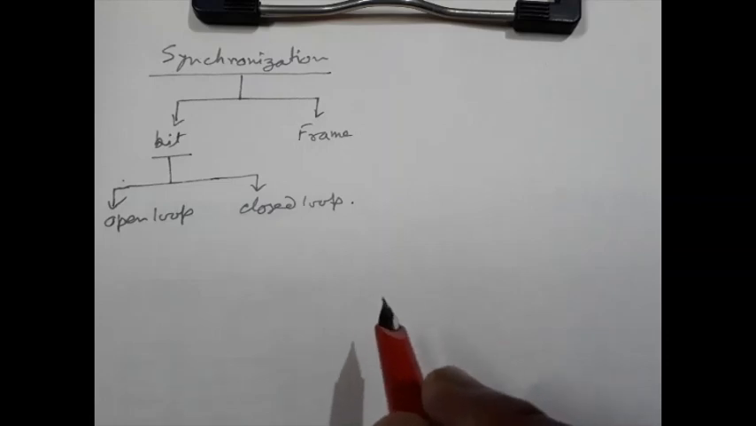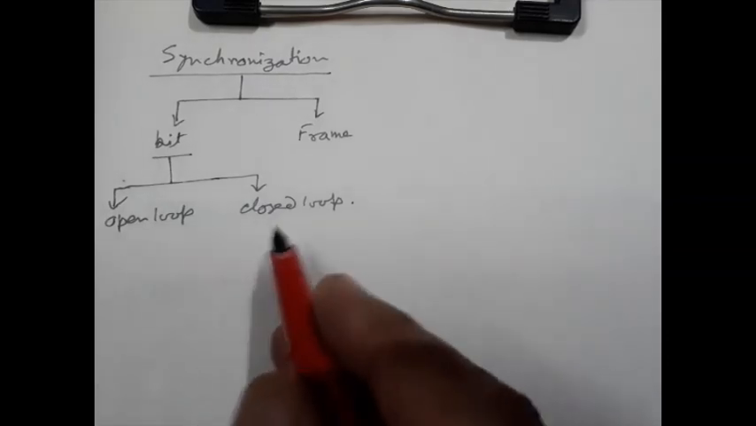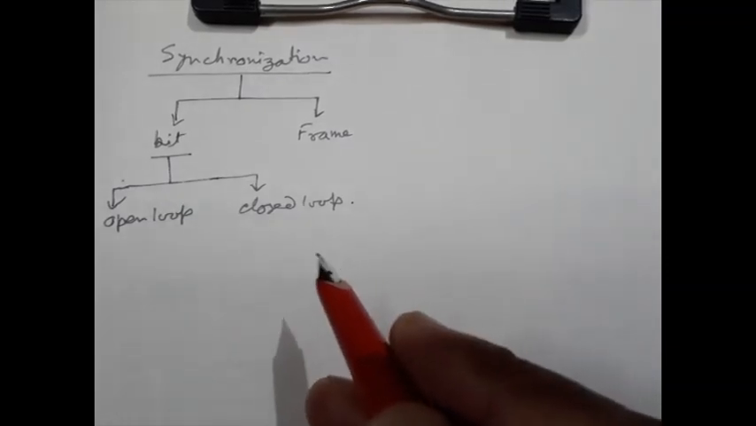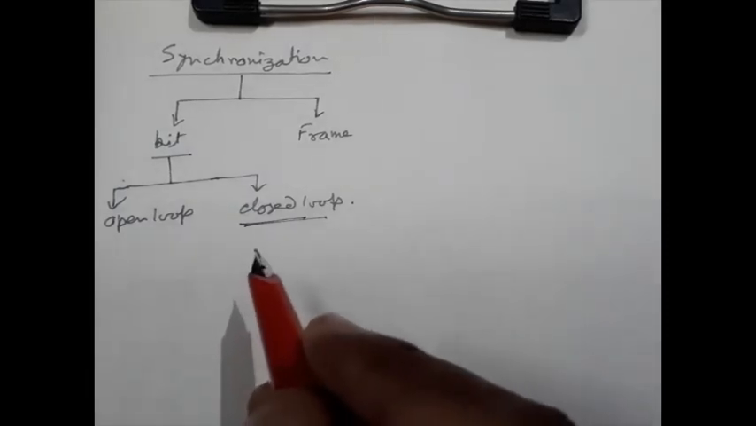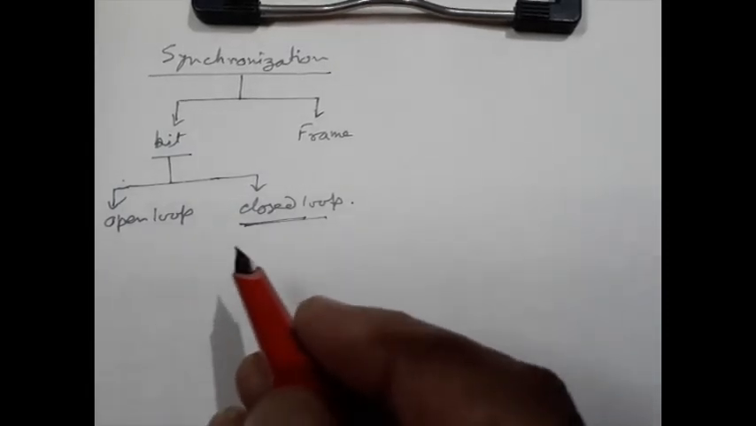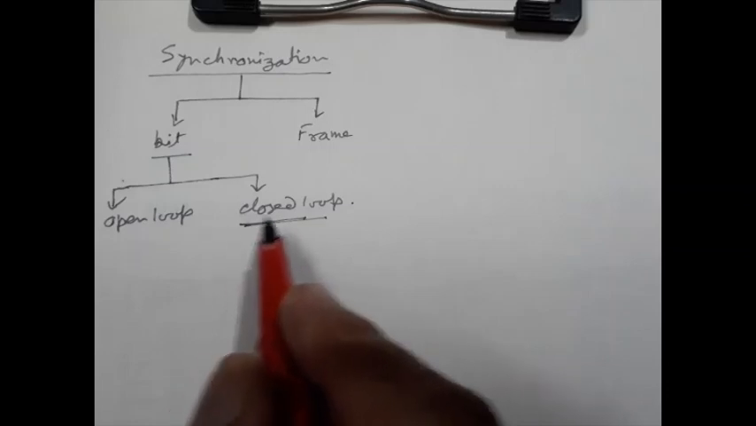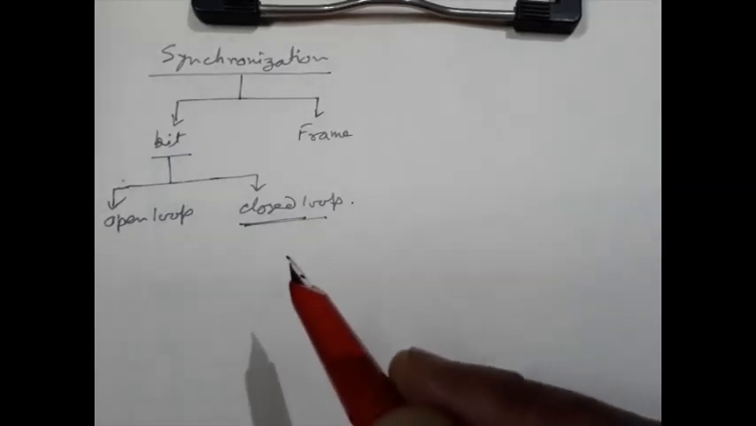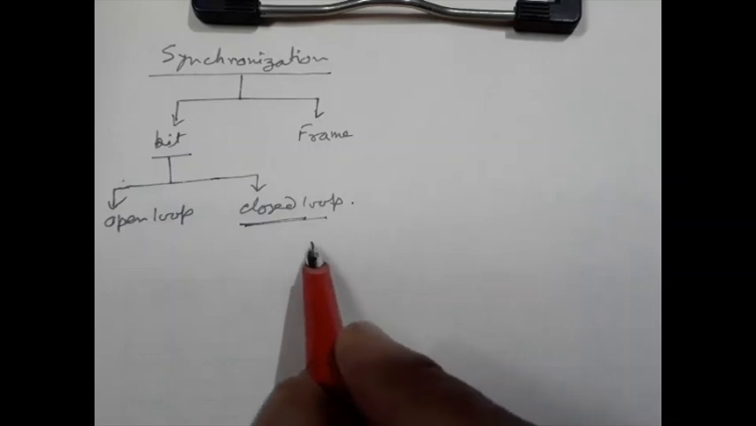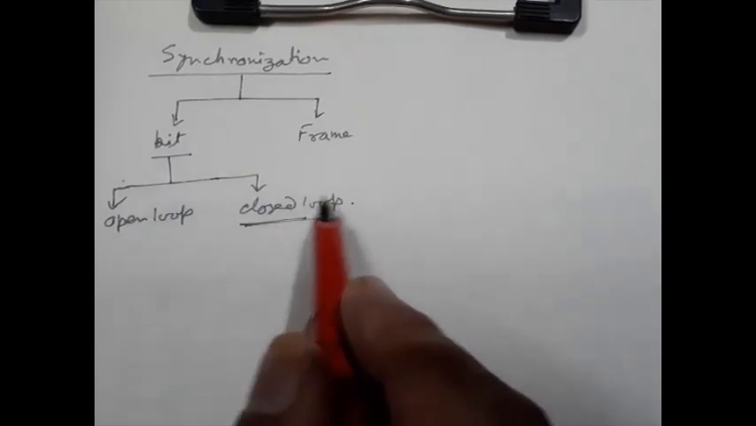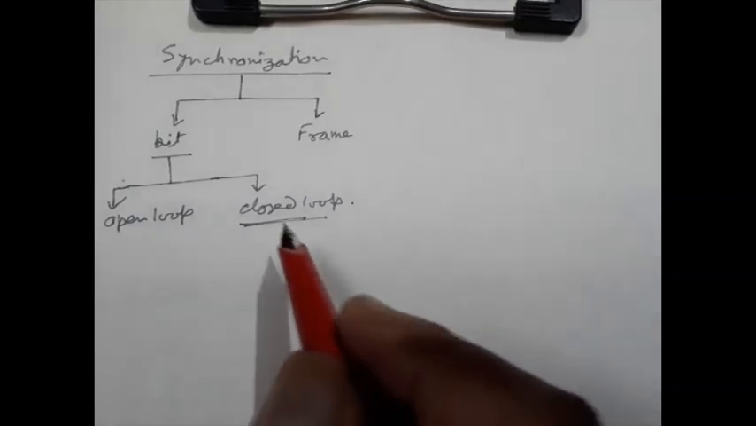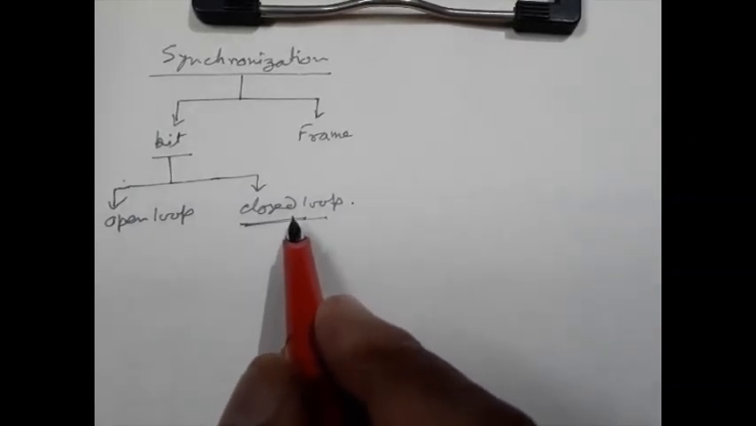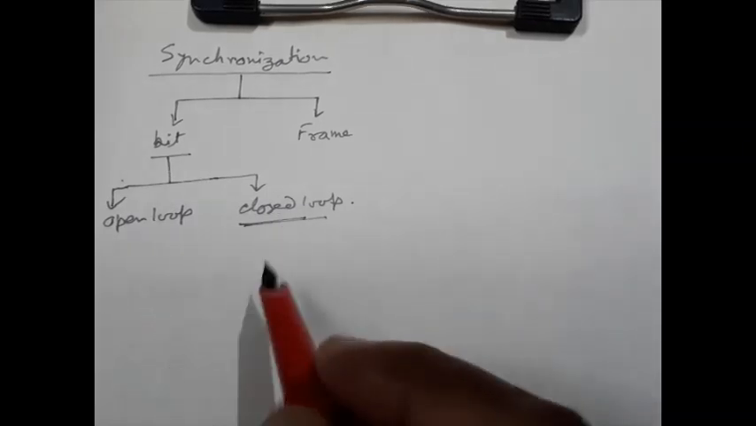Now in a closed loop system we use feedback. Closed loop means it is a feedback network. So obviously it is expected that the closed loop synchronizer's performance and stability will be better compared to the open loop. It must give much more accurate results, and since we have a feedback network, it must be a costly and complex network. So first let us consider the open loop.